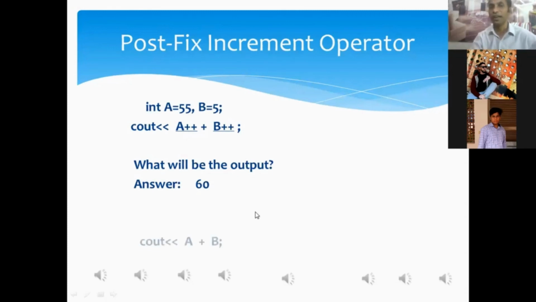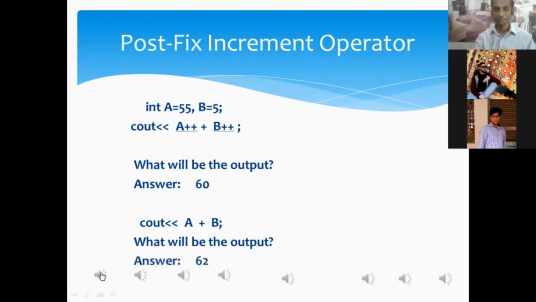Now, Mr. Ibrahim Bilal, can you look at the bottom? What is written? cout A plus B. Now tell me, after adding A plus B, what will this statement output? It will be 62 now. Are you sure? Yes. Okay.